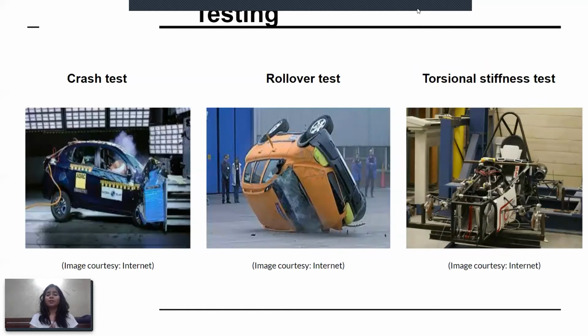Now coming to testing. In industries, we have three major kinds of testing that need to be done. We have crash tests and rollover tests performed on the vehicles to test the chassis. For a race car, to validate the torsional stiffness of a chassis, stiffness tests are performed on the vehicle.